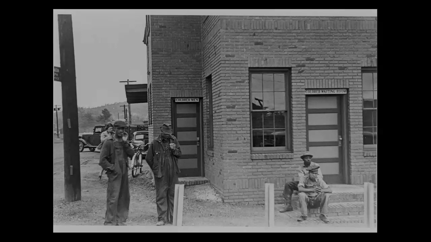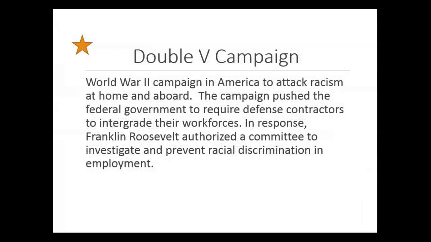Fighting against Nazi Germany and its ideology of Aryan racial supremacy forced Americans to examine racial prejudice in their own society. In 1941, Black organizations demanded that the federal government require companies receiving defense contracts to integrate their workforce.